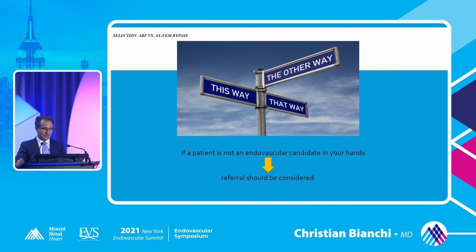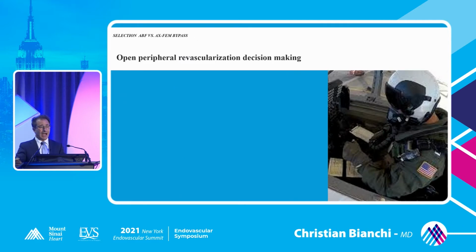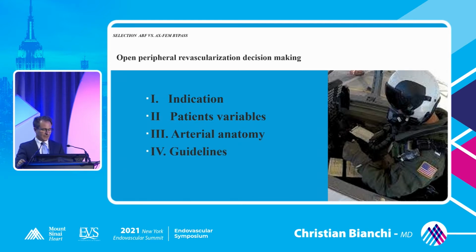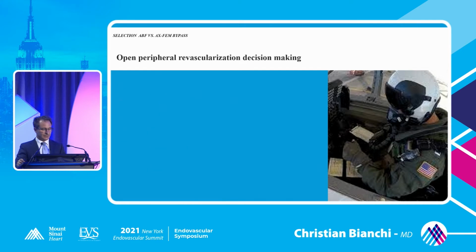So there's more than one way to skin the cat, of course, but at the end of the day, if you believe in your hands the patient is not a candidate for an endovascular intervention, probably referral should be considered. Now, once we take that referral, we go through indications, variables, arterial anatomy stratification, the guidelines, and the skill set that we all have. It's kind of a flight checklist.